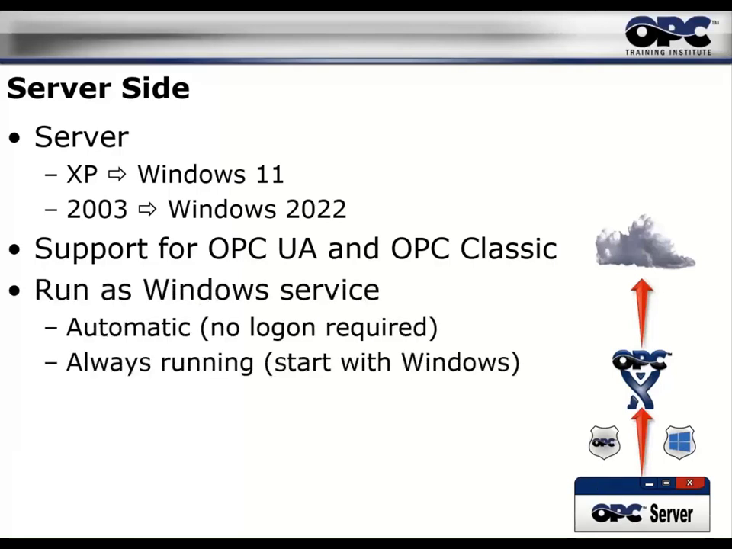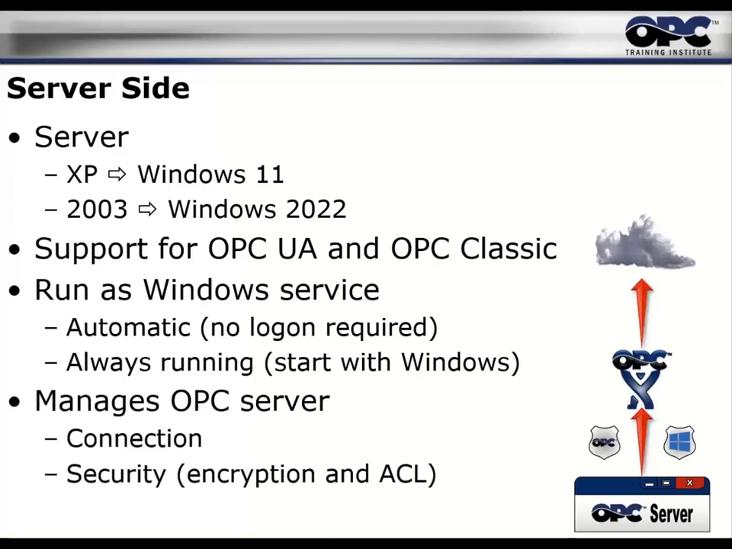It runs as a Windows service. So this guy here runs as a Windows service, which means it's completely automatic, it's always running, it starts with Windows, nobody needs to be logged on to Windows. If your computer reboots, it automatically begins running and providing data. And it manages all your OPC server connections, the connection, disconnection. If there's a disconnection, it automatically handles it. So in other words, from a REST API perspective, you don't need to do anything.